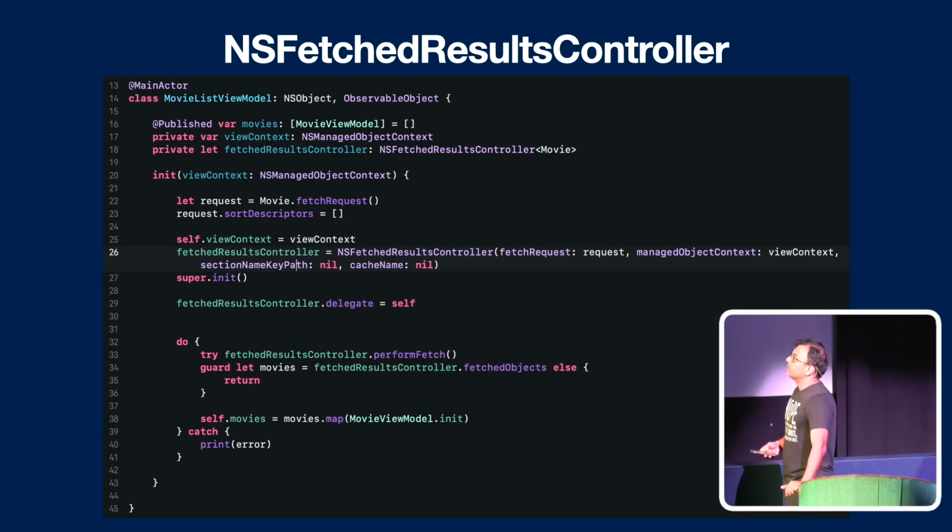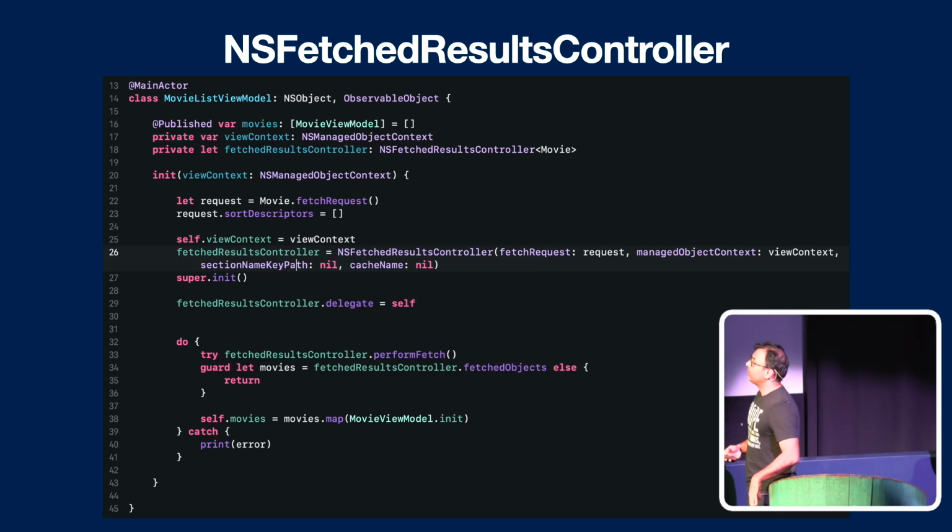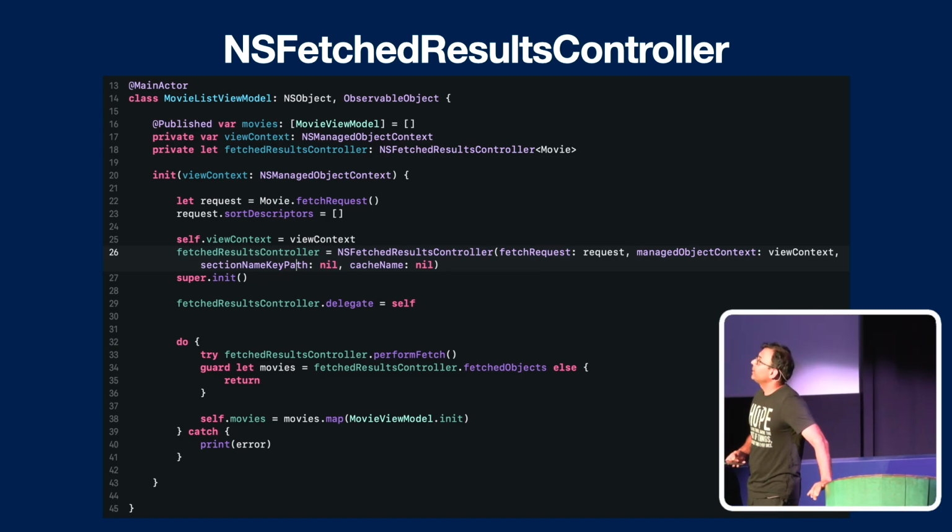I can, if I'm feeling crazy, go ahead and implement Core Data's NSFetchedResultsController. Now, that's a lot of code. There is no way I can do that. I mean, it works, and it automatically refreshes your screen with all the movies when you add a new movie. But no, I don't want to do that. This is a lot of code. I don't have time for this.